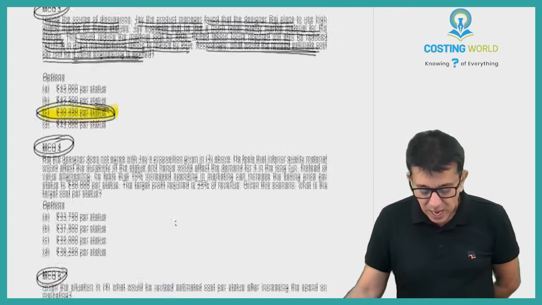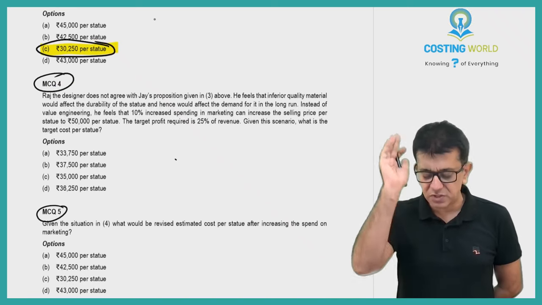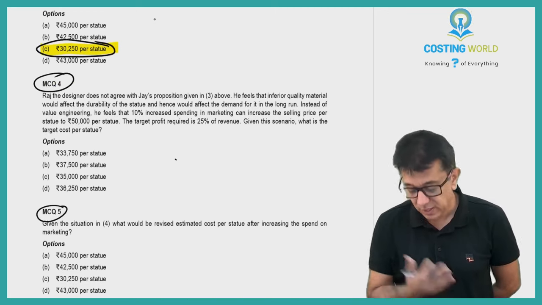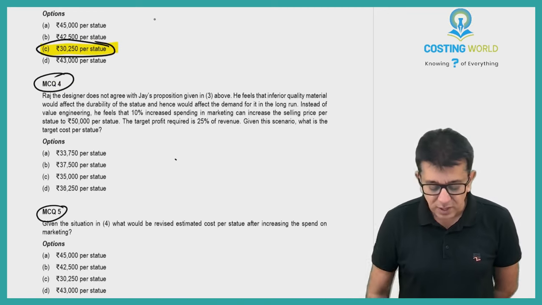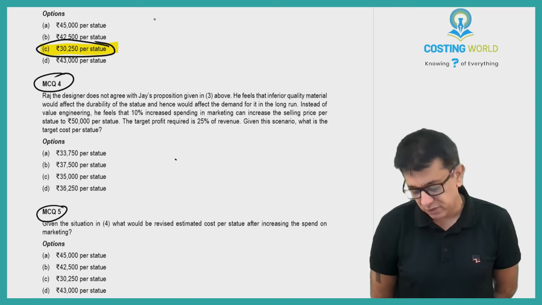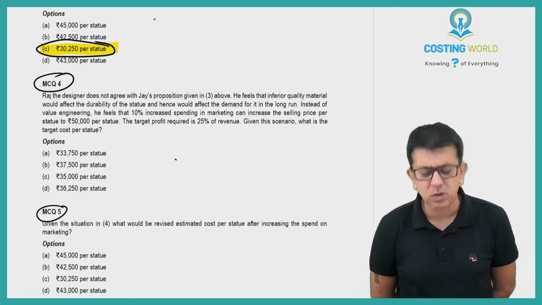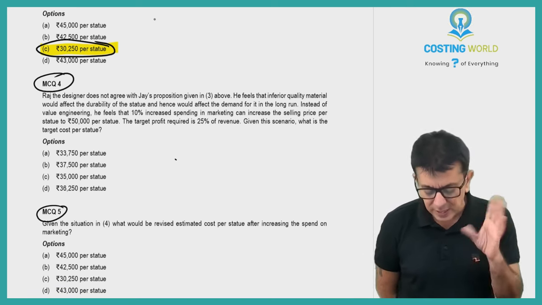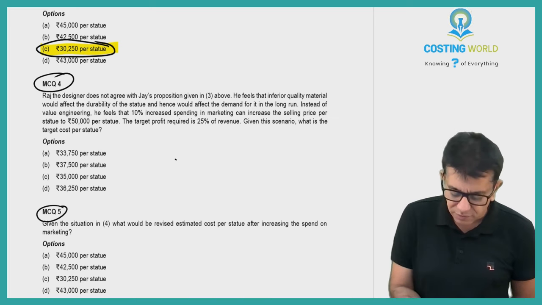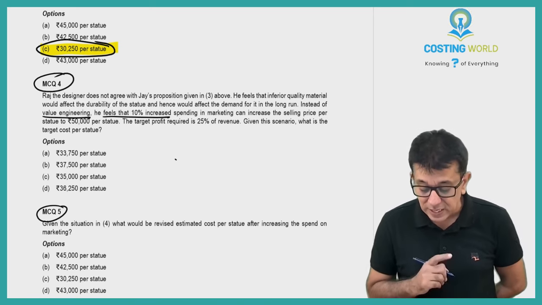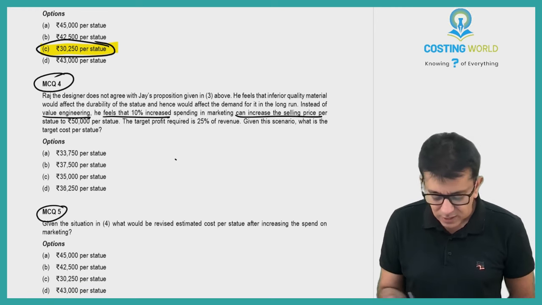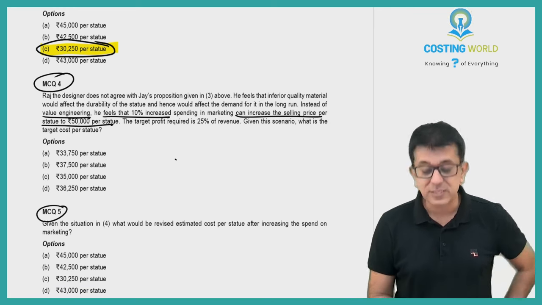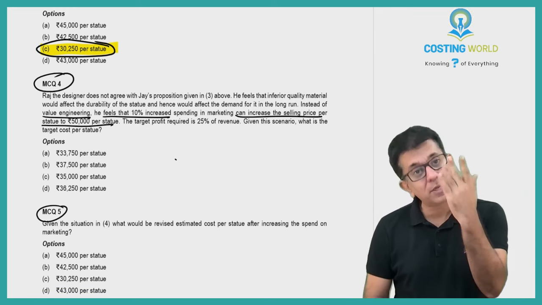Further, Raj, the designer, does not agree with Jay's proposition. He says, no, we will not use the cheaper quality raw materials. Okay, then what to do? He feels inferior quality raw material will affect the durability of the statue and hence will affect the demand in the long run. He says, if you use cheap material, then in the long run demand will not come. But he feels that instead of value engineering, a 10% increase in the spending in marketing can increase selling price per statue to 50,000 rupees per statue. He says, let's spend more in marketing. We will increase selling price to 50,000.